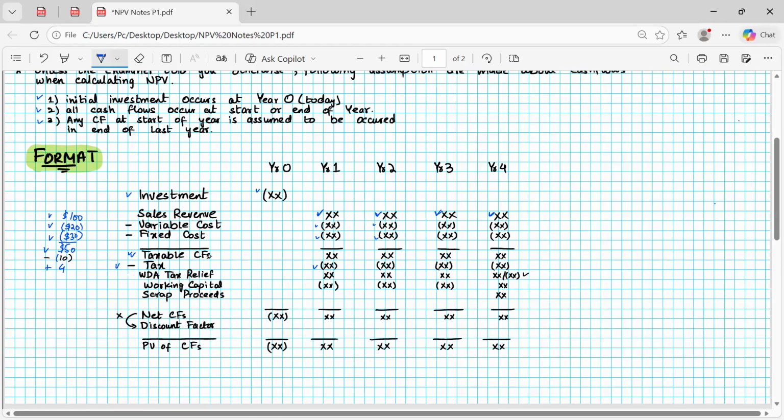When the project is over, you can sell the asset for scrap. And when you sell something, you get a cash inflow. That is shown by this sign. This is the maximum that can come in the NPV format of your course.